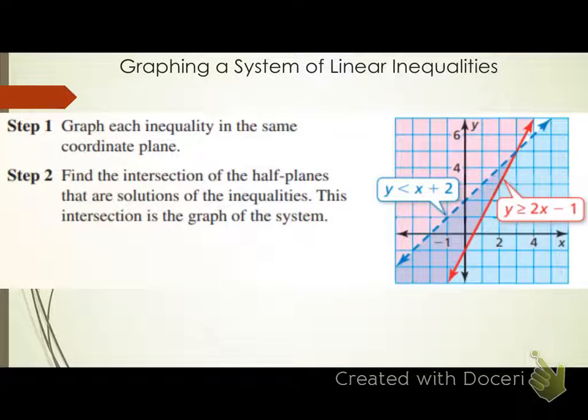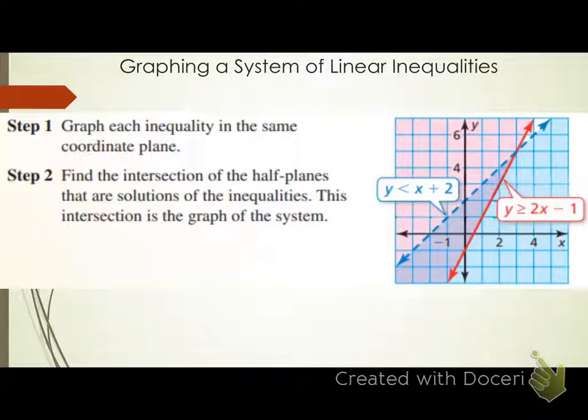Moving on. Here are our steps to graphing a system of linear inequalities. Step 1, graph each inequality in the same coordinate plane. Step 2, find the intersection of the half planes that are solutions of the inequalities. This intersection is the graph of the system.